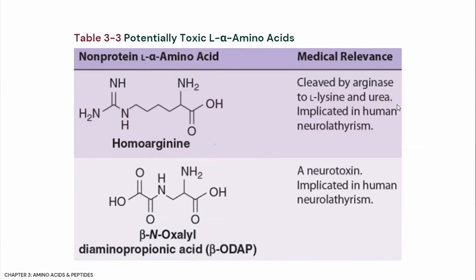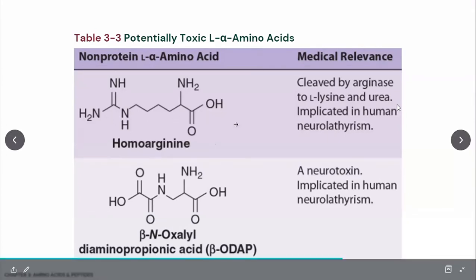Other toxic amino acids, we have homoarginine, which is the one that causes neurolathyrism. Then we have this oxalyl diaminopropionic acid or beta-ODAP. It's a neurotoxin, which is also implicated in neurolathyrism, paralysis of the legs.